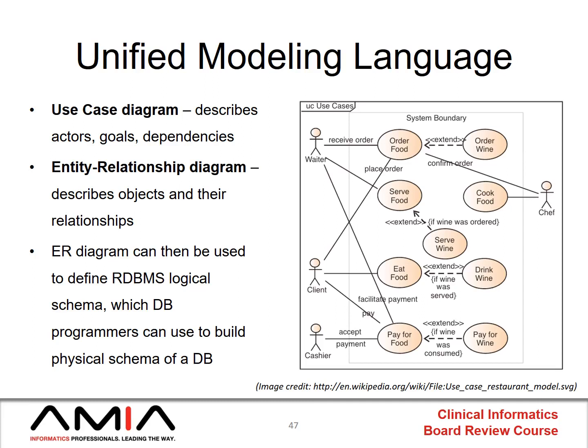Another type of UML diagram is an entity relationship diagram. We saw this in the computer programming lecture when we were looking at SMART on FHIR, and we looked at the FHIR resources and how they were represented both in JSON notation but also in a UML diagram. So ER diagrams describe objects and their relationships. And with an ER diagram, a programmer can actually take that all the way through to build the physical schema of a database.